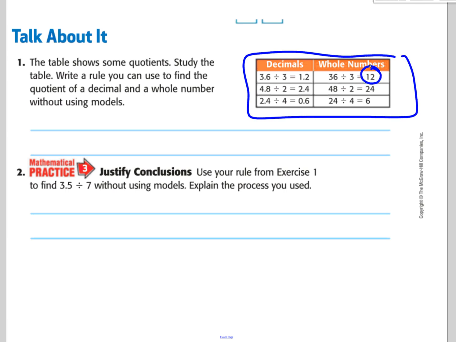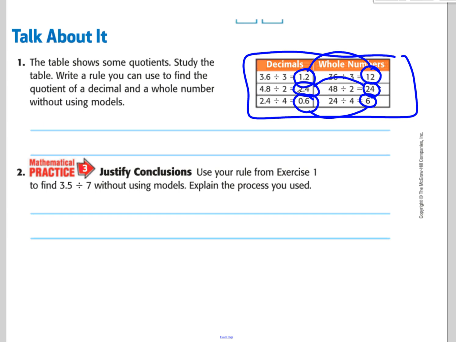Notice 36 divided by 3 is 12. 3 6/10 divided by 3 is 1 2/10. 48 divided by 2 is 24. 4 8/10 divided by 2 is 2 4/10. And then finally, 24 divided by 4 is 6. So we discover that 2 4/10 divided by 4 is 6/10.